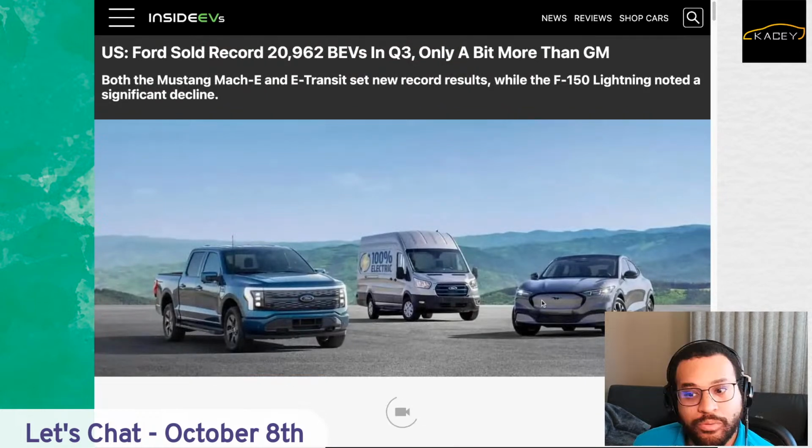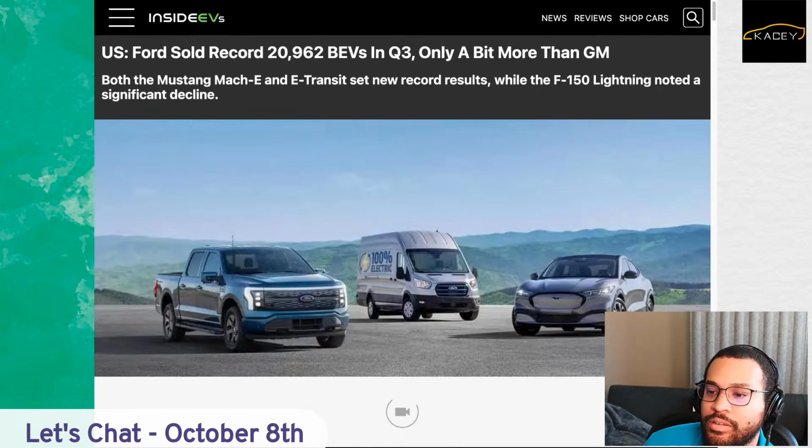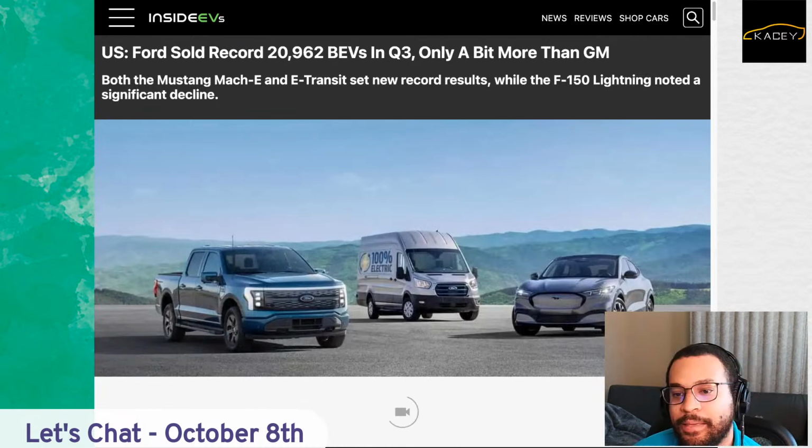In the U.S., Ford sold a record 20,962 BEVs in Q3, but only a bit more than GM. Both the Mustang Mach-E and E-Transit set new records, while the F-150 Lightning noted a significant decline.